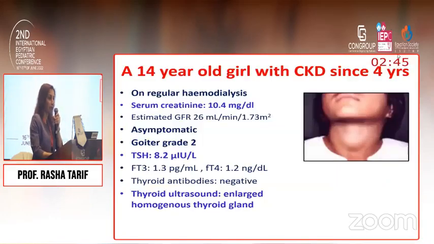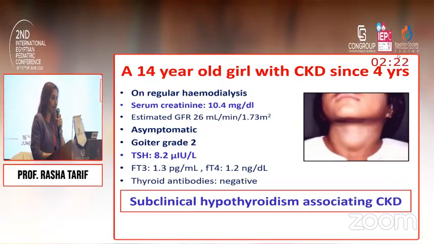Now, let me end with this 14-year-old girl with chronic kidney disease since 4 years. Her creatinine is high, she's asymptomatic, she has goiter grade 2, TSH is highish, and the T4 is normal. The ultrasound showed enlarged thyroid without any definite pathology. Now, this is a case of subclinical hypothyroidism associated with chronic kidney disease.